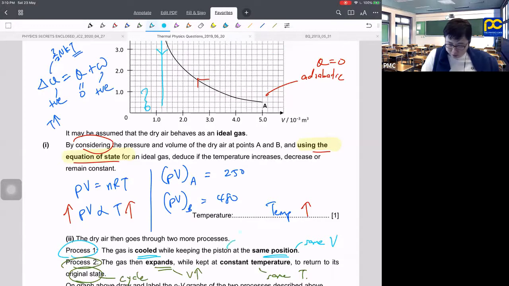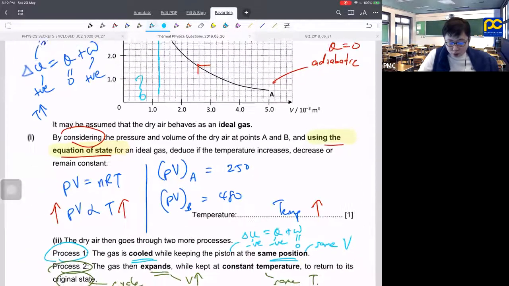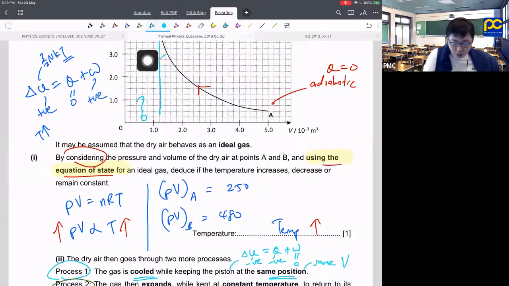You may want to write down, everyone should write down, Q plus W. So it's isovolumetric, the work done will be 0. When you cool it, of course, Q will be negative. And when Q is negative, it means that delta U will also be negative, so the temperature will drop. Your PV will drop. It will go down vertically, not up.